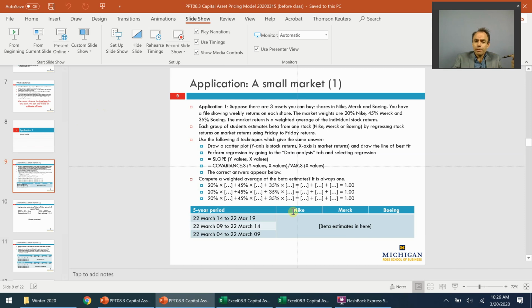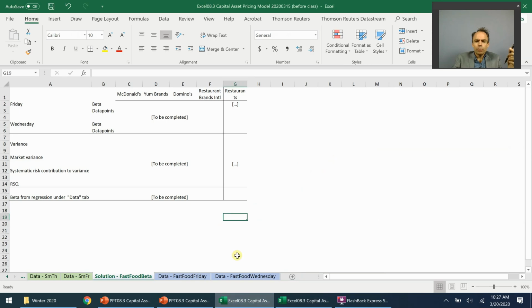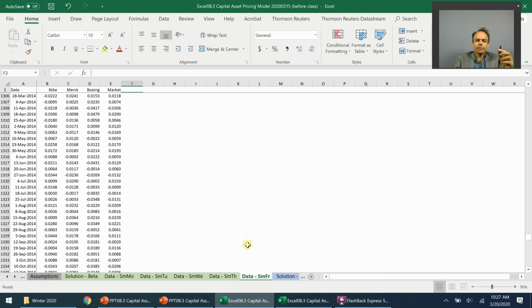So let's do this. Let's put the beta estimates in this table using weekly returns for 3 different time periods. So let's do a beta estimate for Nike. I'm going to go to the before class version of the presentation, and I'm going to look at the data for Friday to Friday returns. So the data tab says data SMFR. That tab stands for the data that's applicable to our small market using Friday to Friday returns.